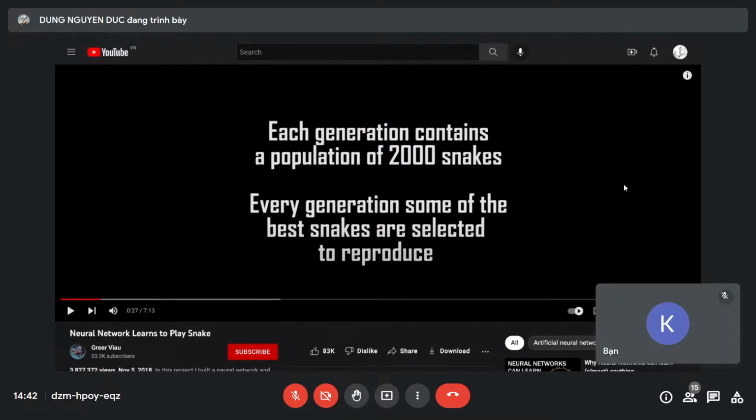So again, each generation will contain a population of 2,000 snakes. Well, we have very good computers nowadays, so simulating 2,000 snakes is not so hard. It's kind of simple, right? 2,000 snakes, and if you calculate the number of parameters in a snake, it's very small. So there's no trouble in simulation. It costs only time to simulate a snake, so that's fine.